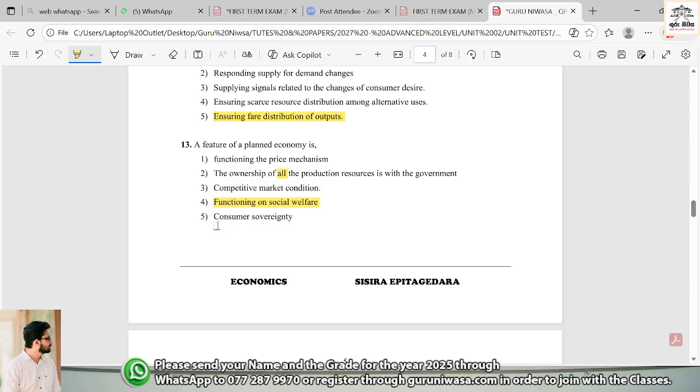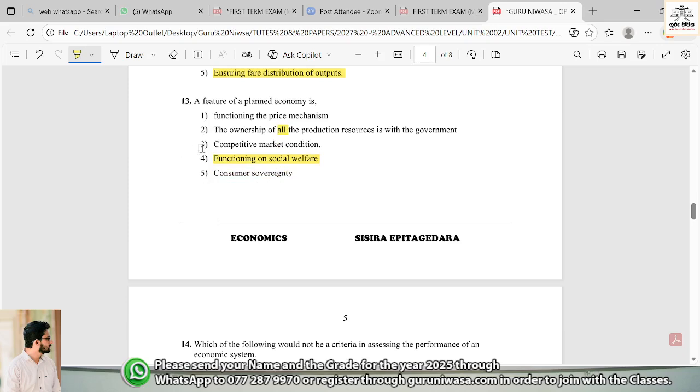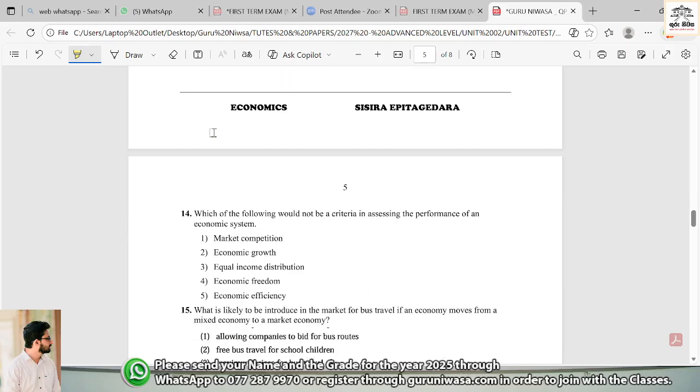Consumer sovereignty? No. There is no consumer sovereignty, children, in a planned economy. Clear? Ownership of all production, that's the problem. Ownership of all the production resources, no. Factors of production or production resources are owned by the government except labor. That's why the second answer is not correct.